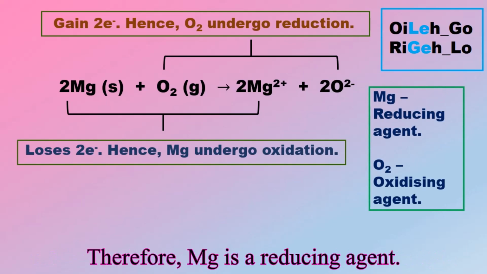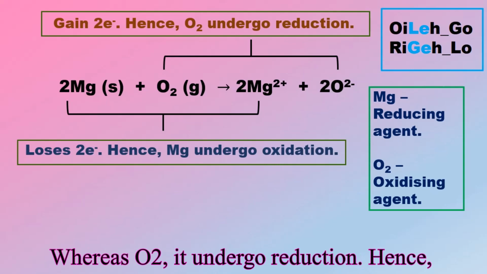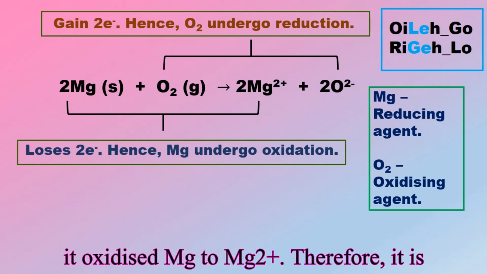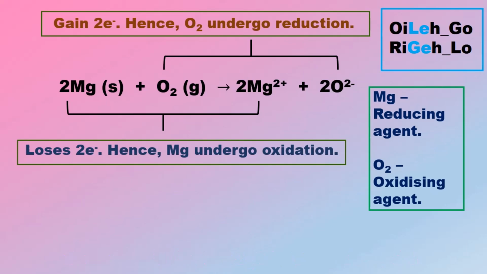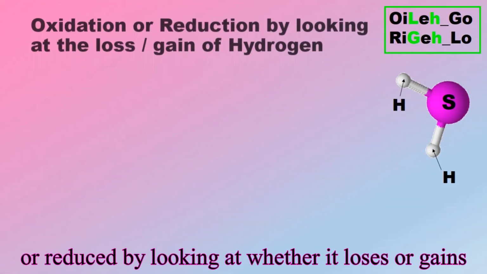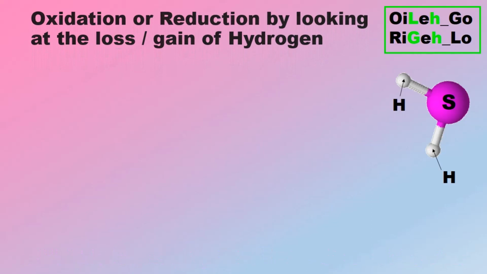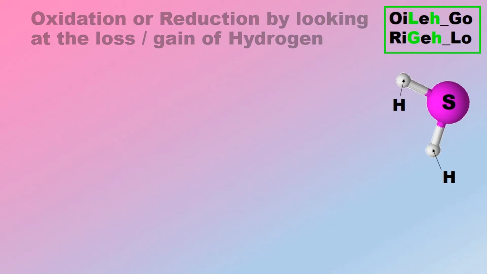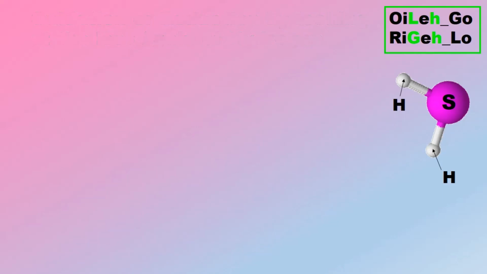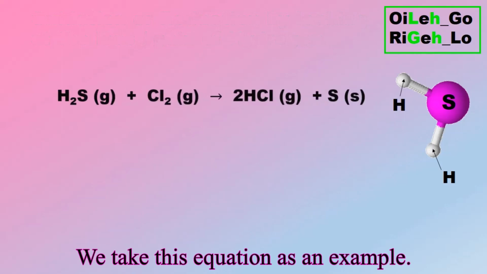Therefore, Mg is a reducing agent. Whereas O2, it undergo reduction, hence it oxidizes Mg to Mg2+. Therefore, it is an oxidizing agent. Next is identifying the substance is oxidized or reduced by looking at whether it loses or gains hydrogen. We take this equation as an example.